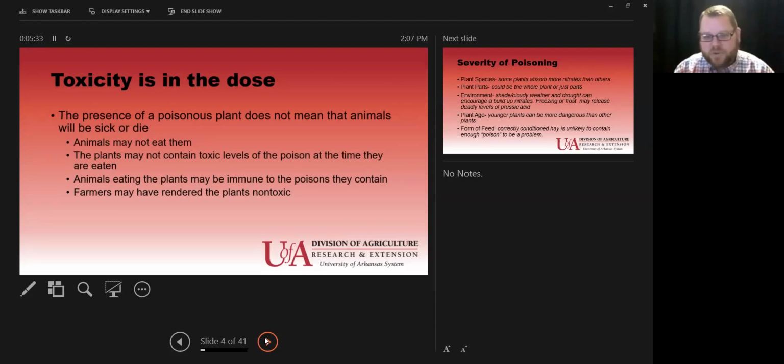So we've got a couple of things to think about. Number one is that the animals just might not eat them. They're not attractive to them as a forage or a roughage, so they don't even worry about them. And so therefore, it's probably not something we have to worry about. Number two, the plants may contain toxic levels of the poison at the time they're eaten.